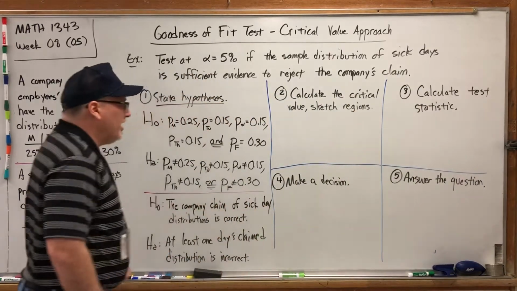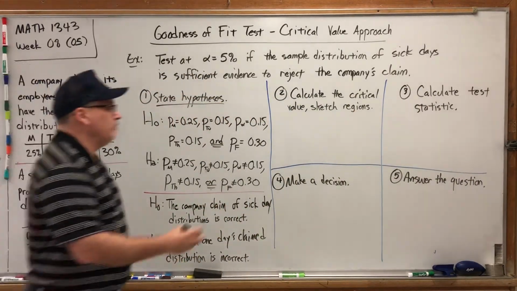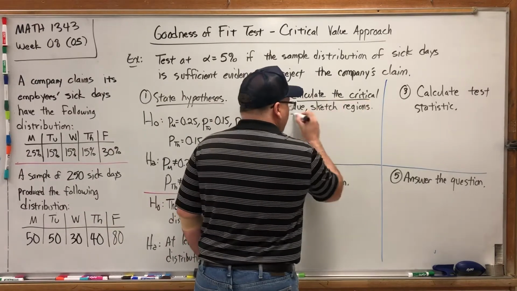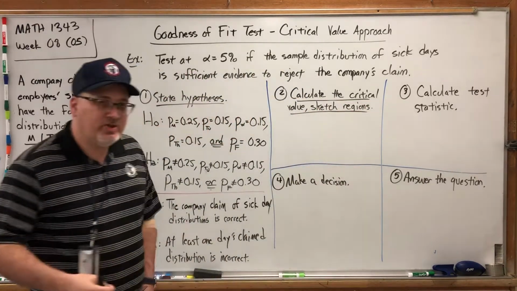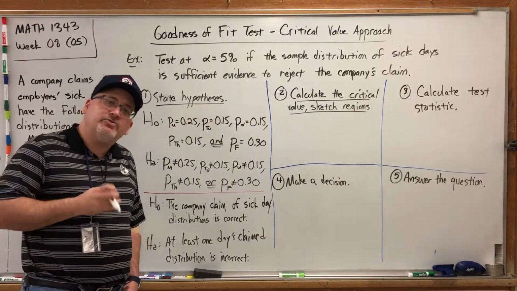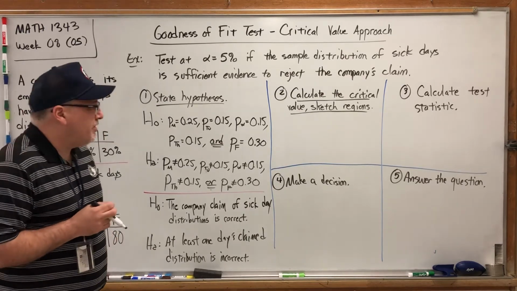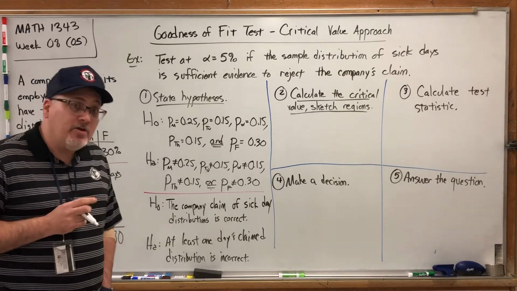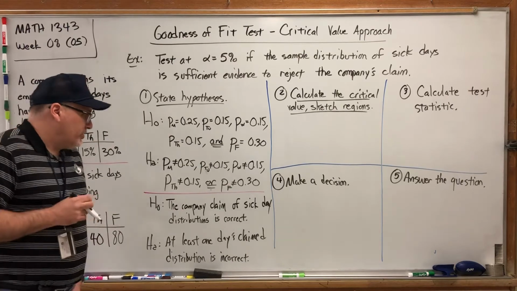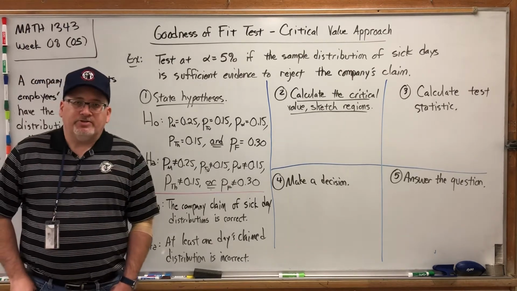All right, number 2, calculate the critical value, sketch the regions. Now, if you're doing the critical value approach, this means that you decide if it's a left tail, right tail, or two-tail test, and then come up with the, in this case, chi-squared value that separates the region. So, do you think this is a left tail, right tail, or two-tail test?